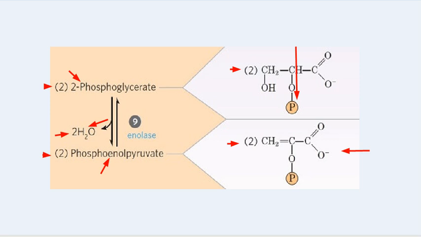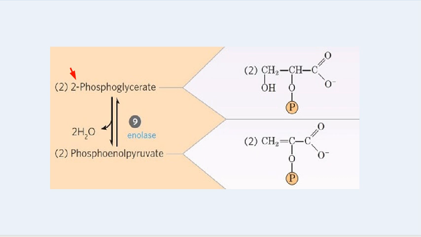ये जो ब्रैकेट में 2 लिखा है ना मेरे दोस्तों, that is for 2 molecules. This is written for 2 molecules. This 2 is for what? 2-phosphate? No, no. This 2 is for phosphate on the second position.